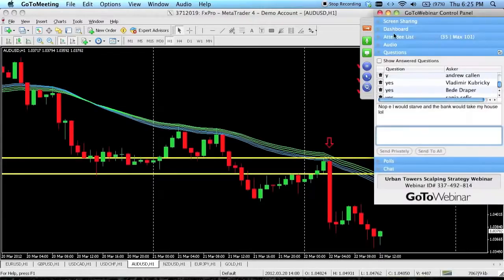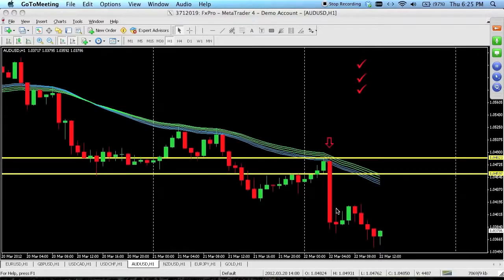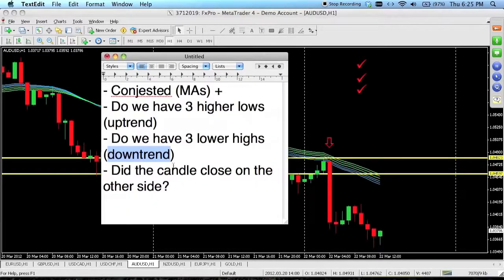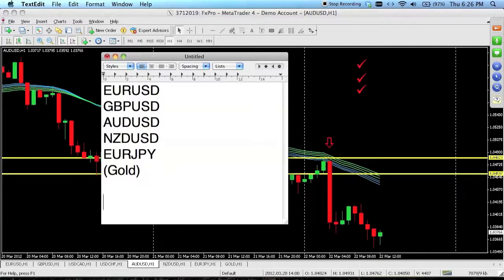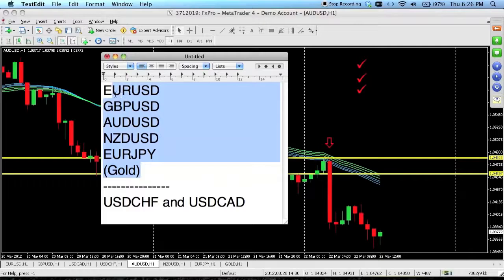Now let's go through our correlation methods. Guys, write this down. I'm going to put this up for you: Euro USD, pound dollar, Australian dollar US dollar, New Zealand dollar US dollar, Euro yen, sometimes even gold. The pairs above this line work together. The pairs below this line work opposite.